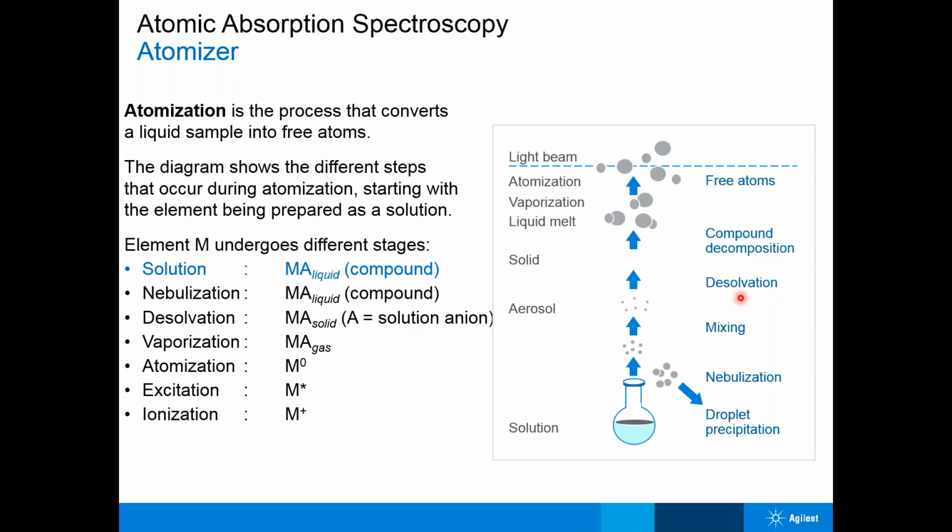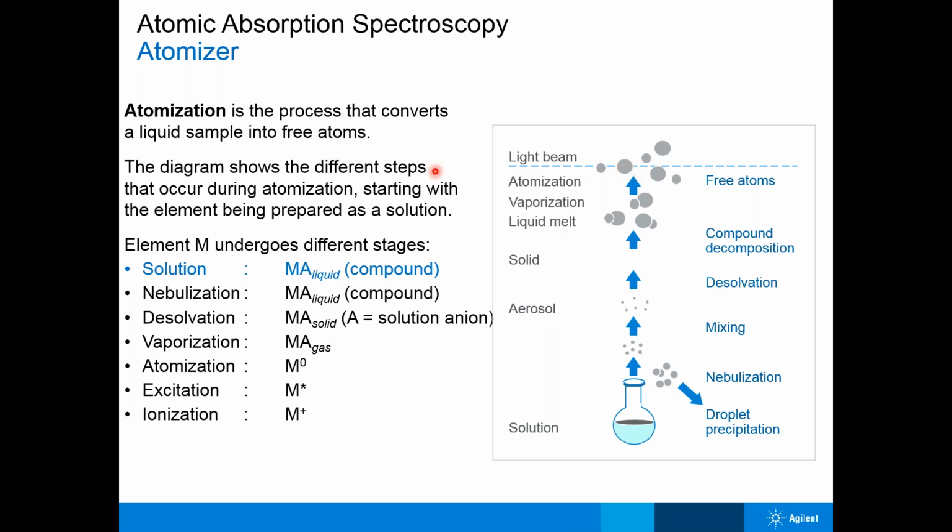So what is the process inside the atomization? Basically, atomization is the process that converts the liquid sample into free atoms. When we prepare our sample using different sample preparation techniques, we always get our analyte in the solution form. When we inject this solution into the AAS, it is converted into aerosols, and from the aerosols, your sample goes through different steps: solid, liquid, melt, vaporization, and atomization. When your atomized atoms come into the light beam, they are measured.